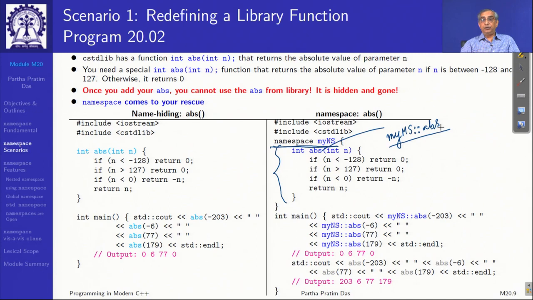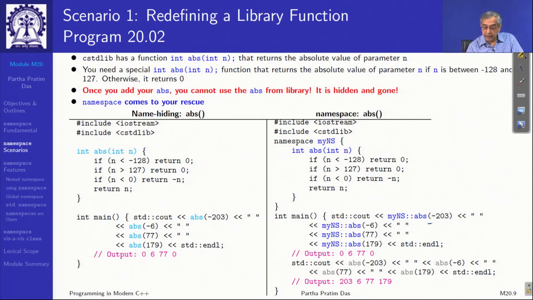So, when you want to use your function, you call it with the namespace qualifier. When you call it independently, separately, without the namespace, just call it as ABS, you still get the global function that exists in the cstdlib. You can see the differences in the output to understand this.